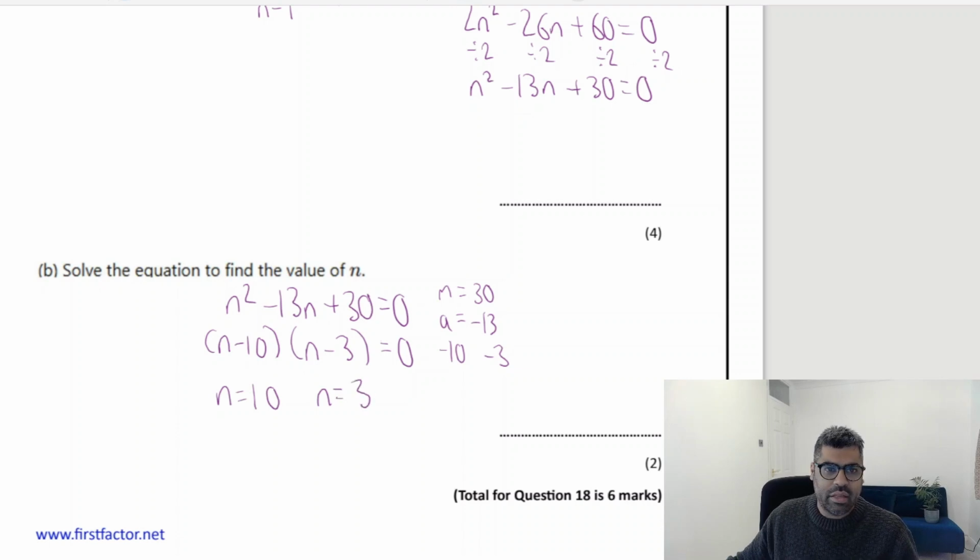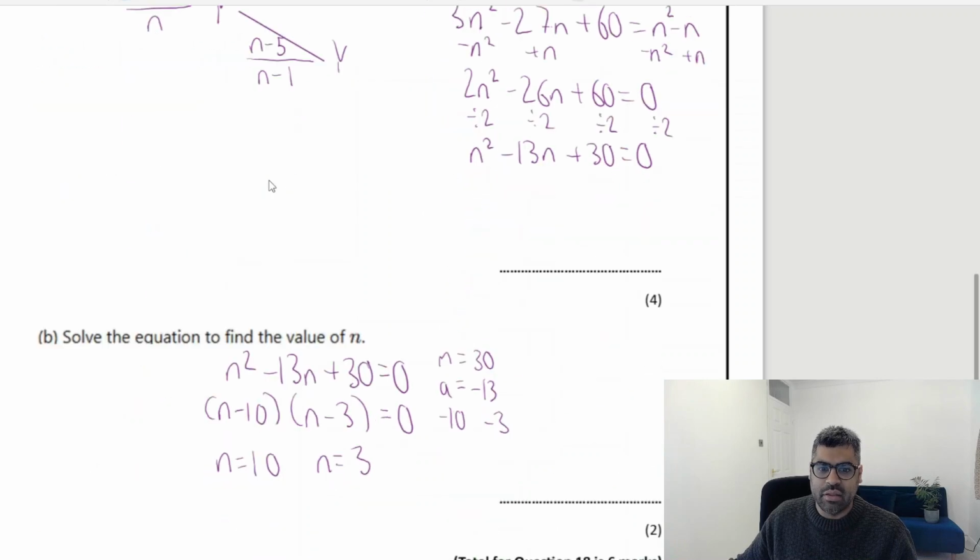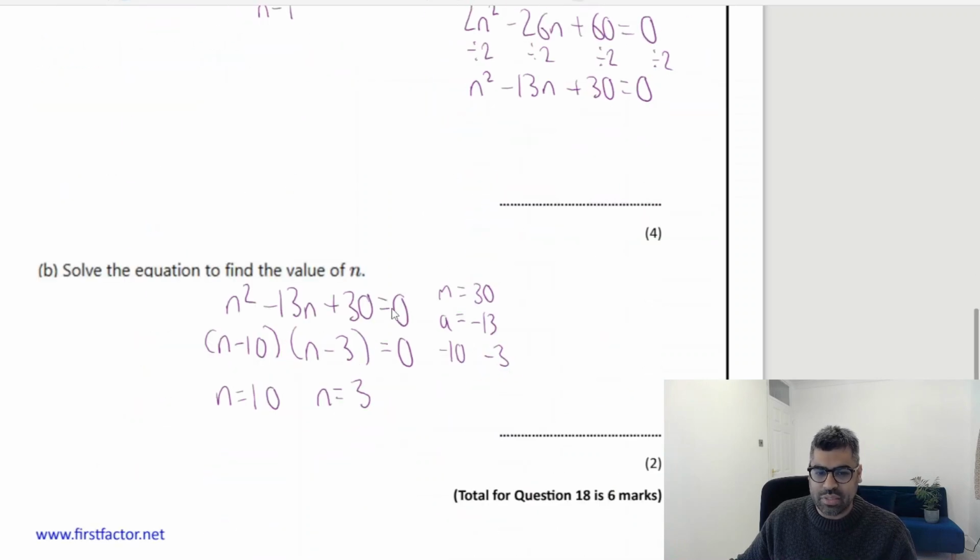Now, if we go up, our question has 4 counters which are green. So our total counters in the bag cannot possibly be 3 if we know that 4 of them are green. So that means that we actually have 10 counters in the bag. So our solution for n is equal to 10.